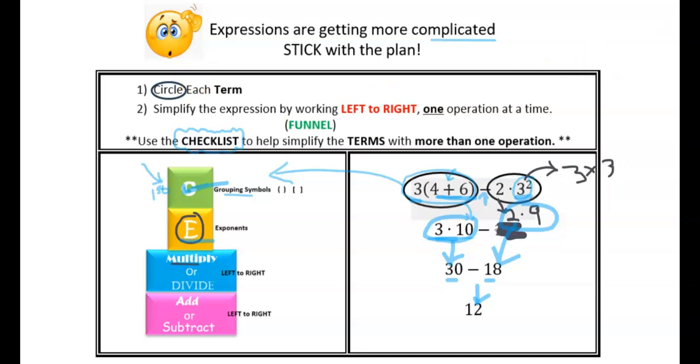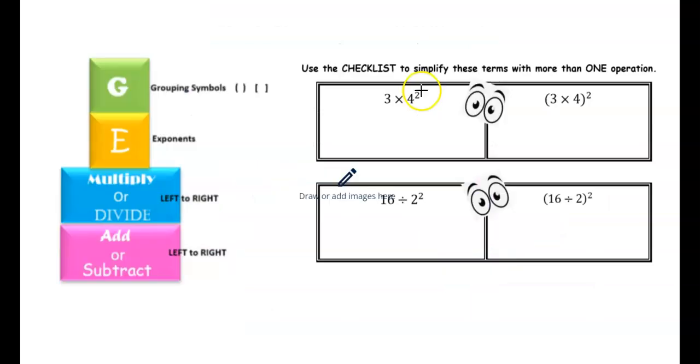Okay, so the checklist is going to be important. All right, so we're going to need to use the checklist for these examples to simplify the terms because they have more than one operation. They're nested. This has multiplication here, and it's got exponents as well. So when I'm looking at this, I go over to my checklist. This is one term. It's one term, but it's got 2 operations going on. So we got to go in the right order or we're not going to get the right answer.